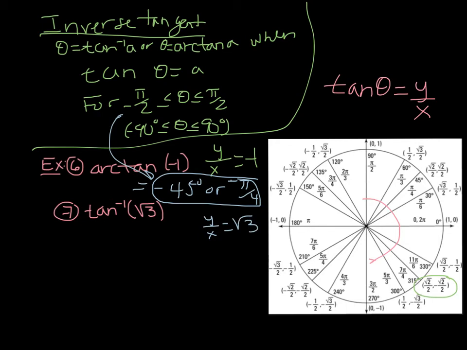You will find that that is going to happen at 60 degrees, or pi over 3. If you aren't sure about that, you can always go back and look at 60 degrees. You can look at these values. If you do y divided by x there, you will get radical 3.